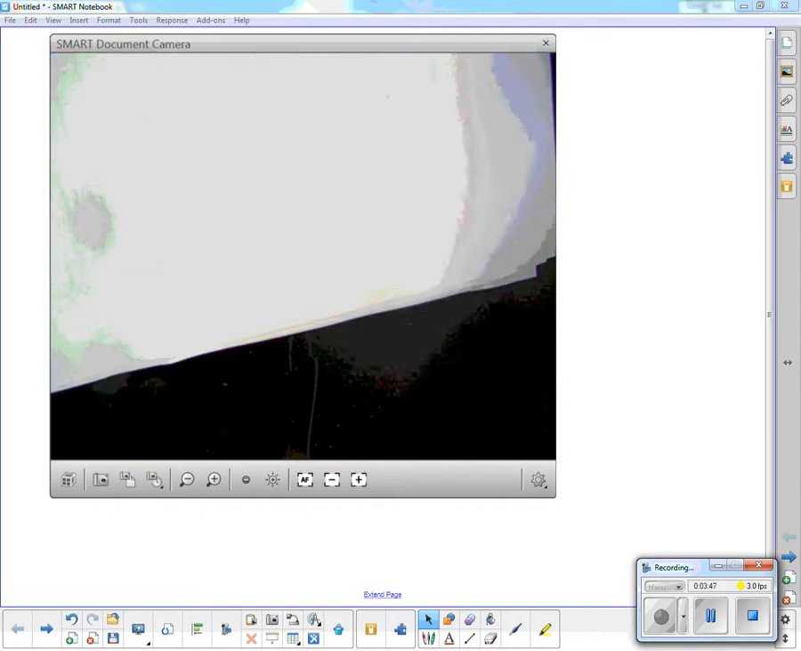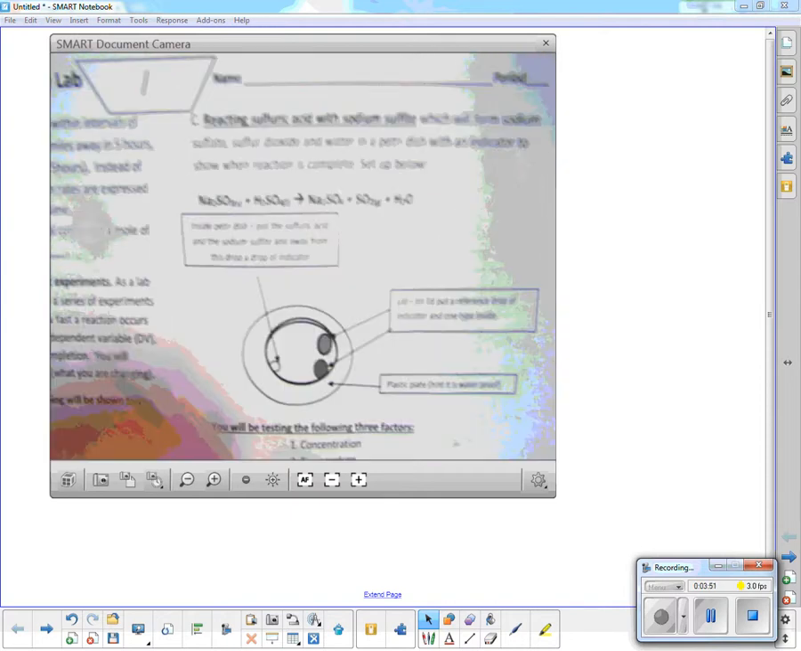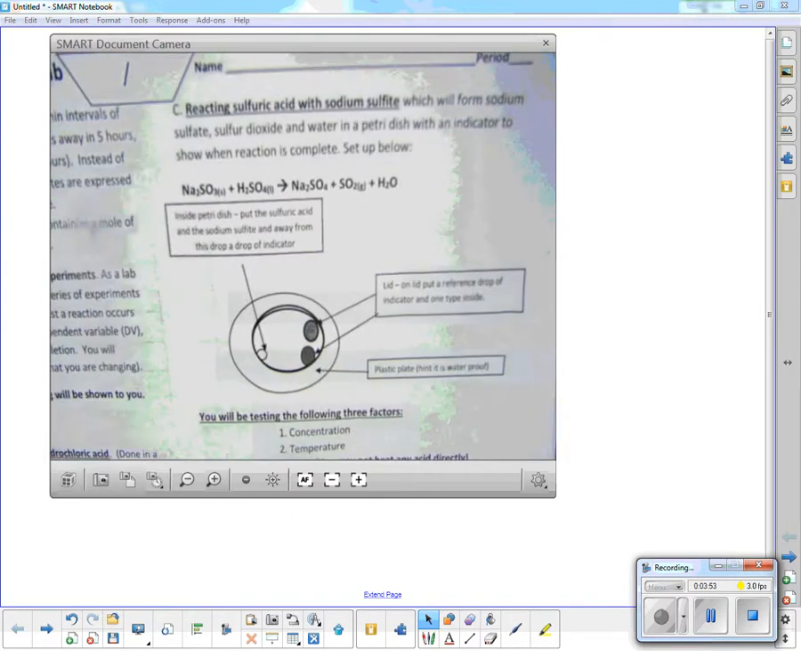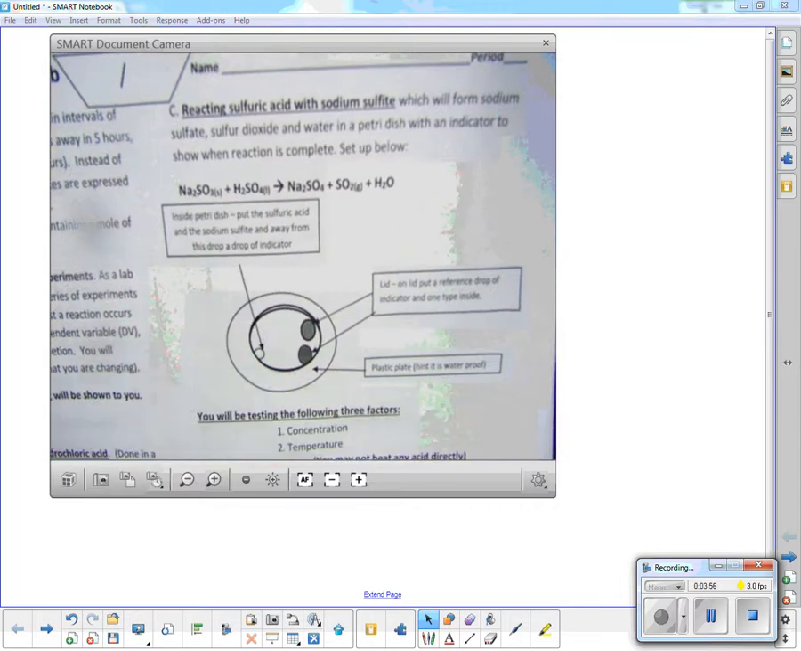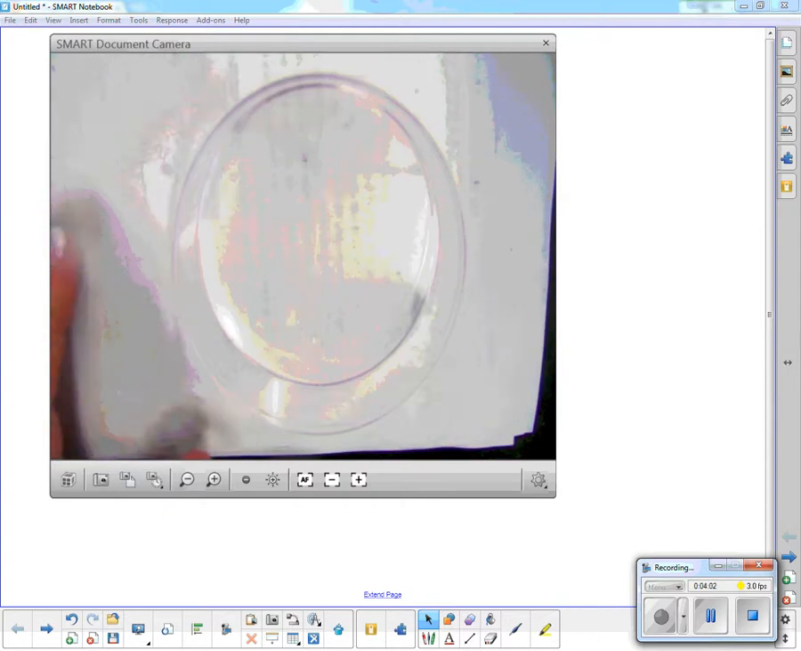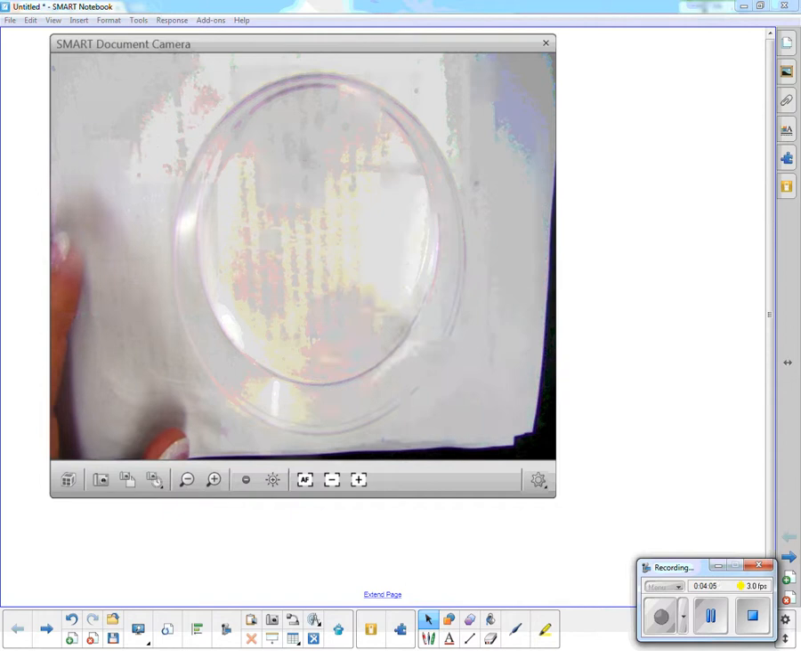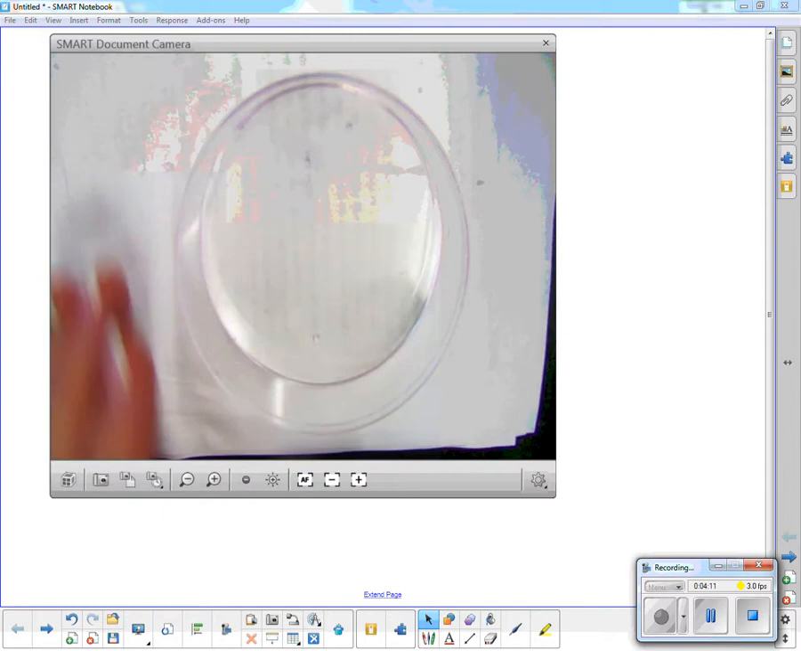Okay, the third one we're going to do is over on this side, reacting sulfuric acid with sodium sulfite, and it sort of goes through it here. I'm going to do it with you right here. So you can have your petri dish. Now the ice cream lid that I just used, you can use that to put the petri dish on with warm water in or with ice water in, or you could just set it and do room temperature, so you can vary the temperature. This one you cannot vary the particle size, so you're going to need to do concentration or temperature.